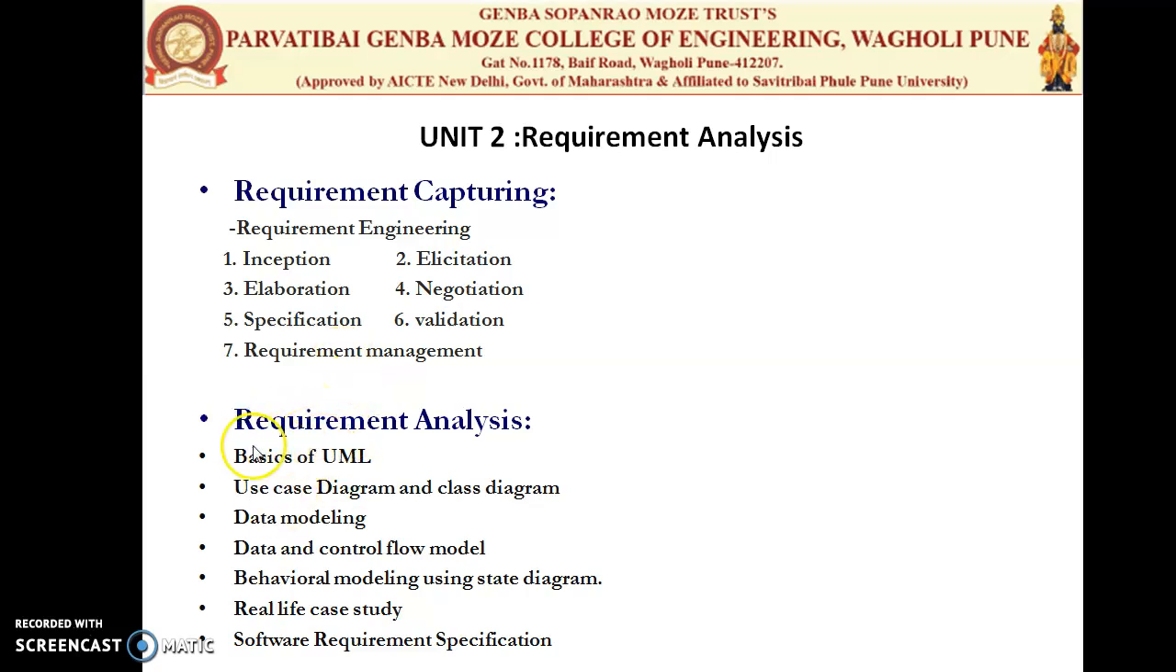And the second part of this unit is requirement analysis. We'll go with the basics of UML, that is Unified Modeling Language, then use case diagrams and class diagrams, then data modeling, data and control flow models, behavior modeling using the state diagram, then a real life case study, and the last topic is the software requirement specification. So in this unit, we are going to overview requirement capturing and analysis.